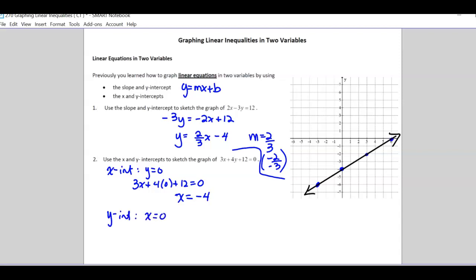Y-intercept is when x is 0. Yeah, you can put it in slope y-intercept form, but why bother? You just need this y-intercept. You don't need the slope. So that would be 3 times 0 plus 4y plus 12 equals 0. Again, bring the 12 over, it's negative 12. Divide by 4, that's going to be negative 3.